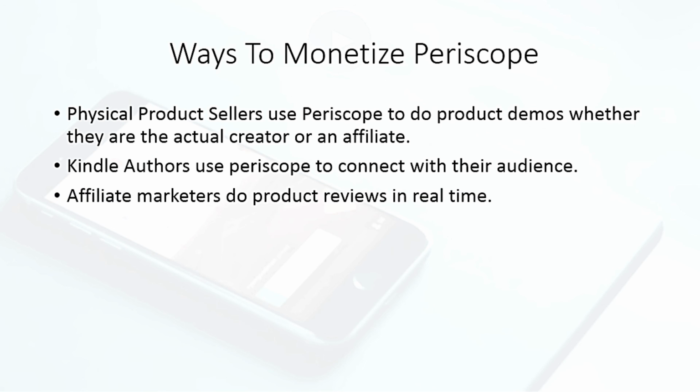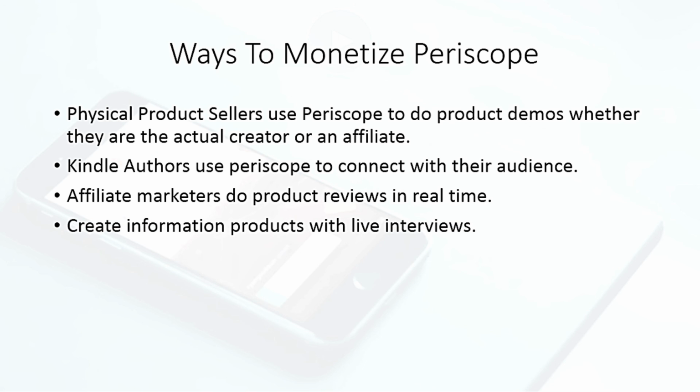And of course, this is slightly different from a physical product seller who could be the product creator. Affiliate marketers can do product reviews in real time. They can do them for digital products. They can do it for anything that they want. Services. Affiliate marketers, this is a great way, again, to get people to see and experience something before they actually go and make the buying decision. And of course, one of the great ways of using Periscope is to create information products with live interviews right there on the spot.